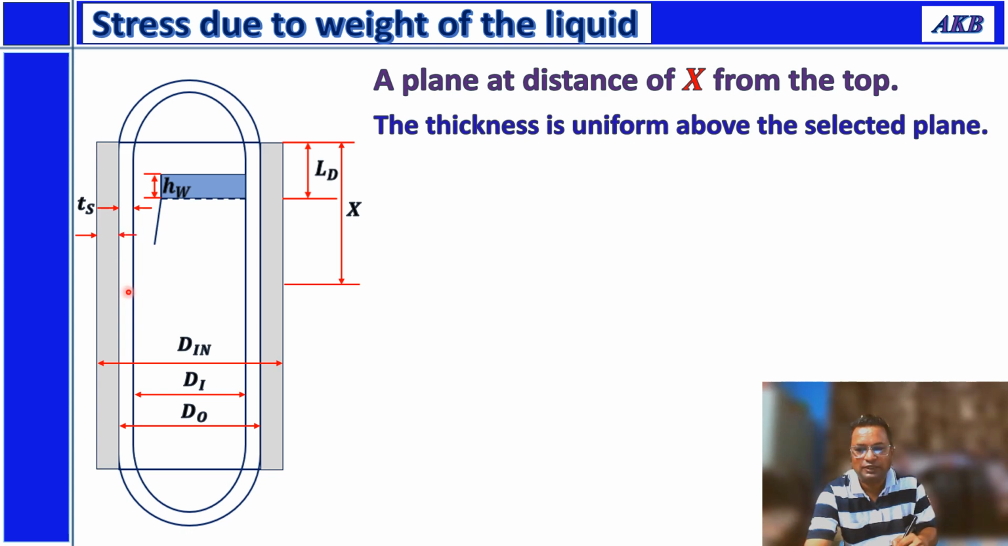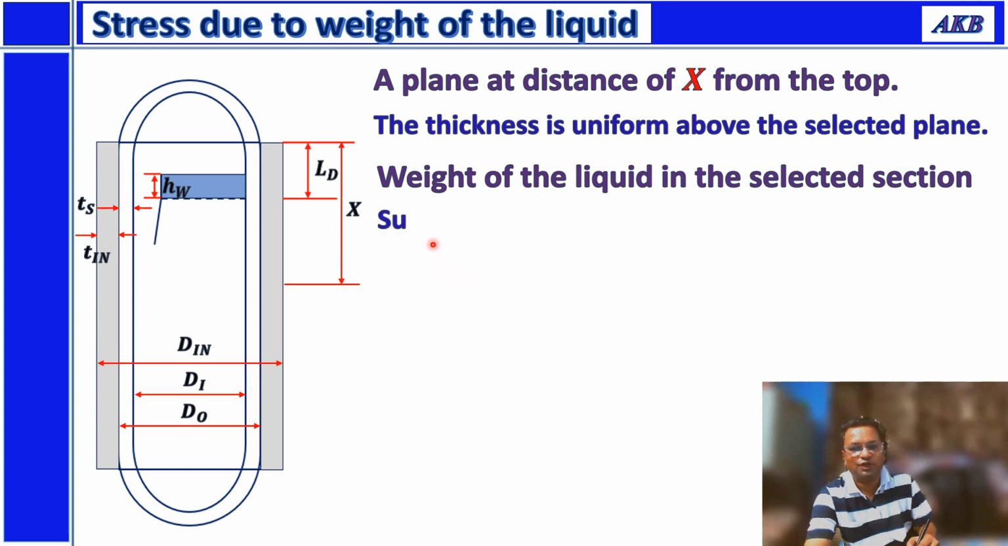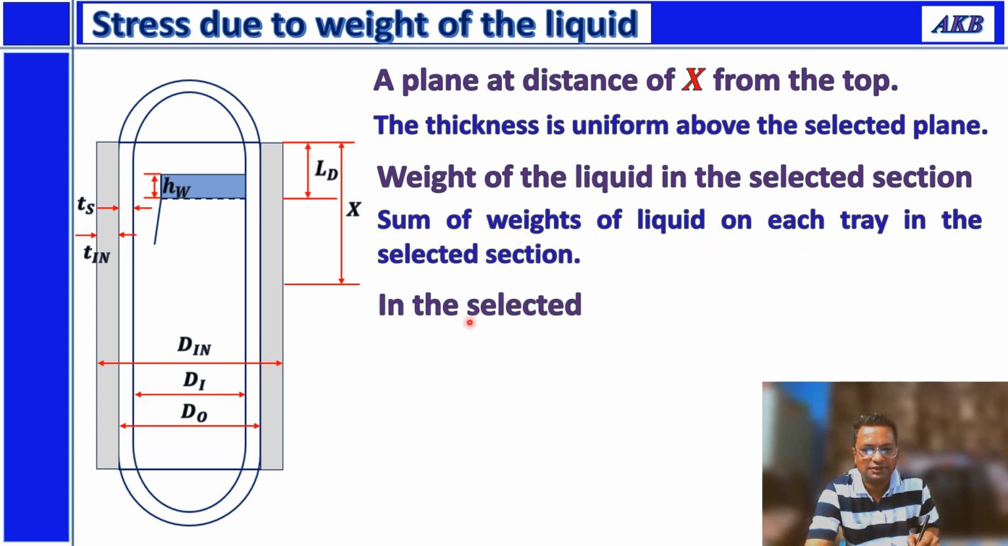then thickness of the insulation TIN. Okay, now weight of the liquid in the selected section. Now the task is to get weight of the liquid in the selected section, that is this distance. So for that we need to know number of trays in this section, weight on each tray. Weight on each tray into number of trays in this section will give you weight of liquid in this section. Okay, so weight of liquid in the selected section is sum of weights of liquid on each tray in the selected section. This is clearly understood.